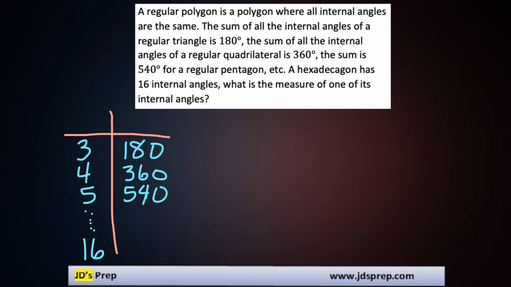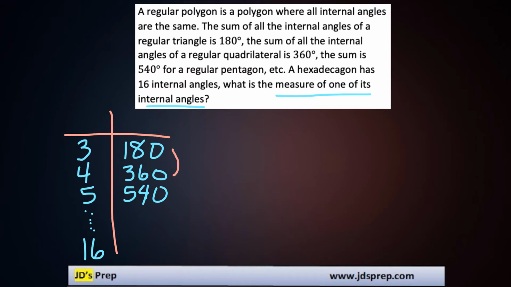Now, the question's not asking us for the sum of the interior angles of a hexadecagon. It's asking us for the measure of one of its internal angles. But we can figure that out pretty quickly if we do know the sum of all 16 of them, because we would just then divide it by 16. So let's try to figure out a pattern here.